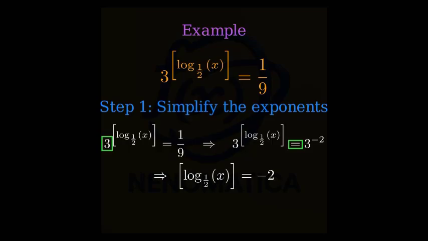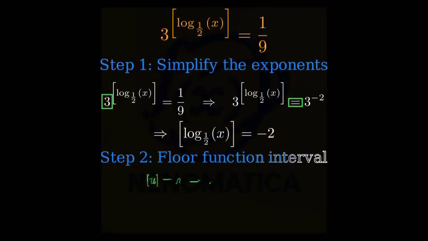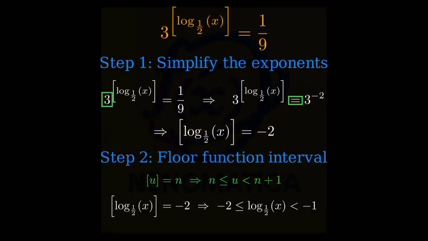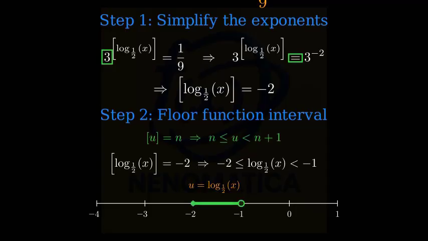Step 2. Use the floor function. If the floor of a number equals negative 2, then the original number lies in the interval from negative 2 inclusive to negative 1 exclusive. So we write negative 2 is less than or equal to log base 1/2 of x, which is less than negative 1. Let's visualize this interval on a number line.